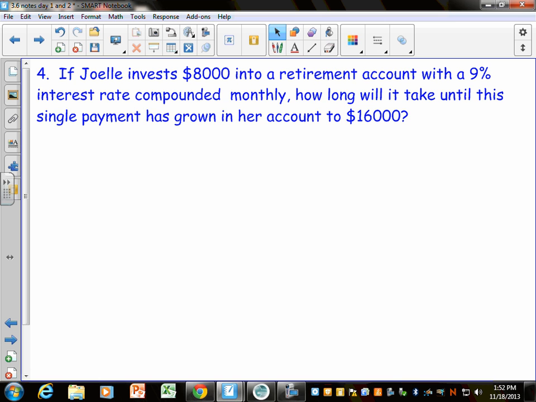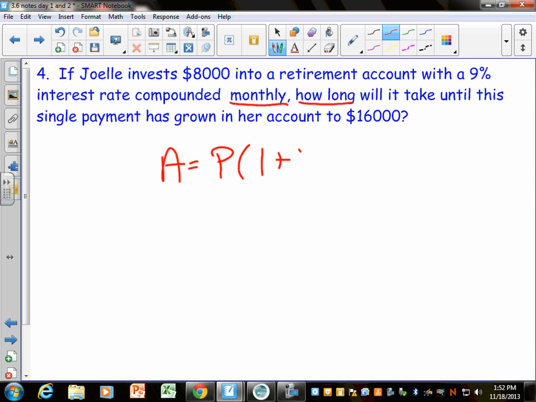Of course it's going to work when I do that. How long will it take? Which means you're looking for time, right? So that means you should be able to take those formulas, plug in everything but time. Since it's compounded monthly, we're not using Pert, right? We're using the other one. So we're going to use the formula A = P(1 + r/k)^(kt). You should be able to plug in every letter there but t, and then we can use our skills to solve that.